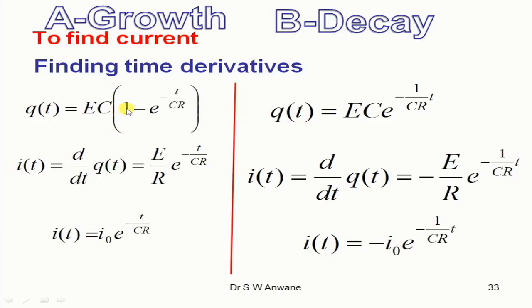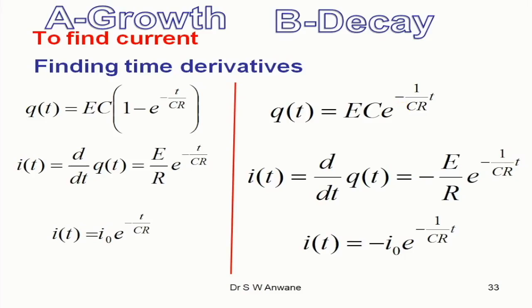For obtaining current, we have to differentiate with respect to time. The derivative of 1 will be 0, and e to the power function will be f dash times e to the power function. So the derivative of minus t upon CR gives minus 1 upon CR, and by simplifying that we get E upon R times e to the power minus t upon RC. So you can call E upon R as I0.